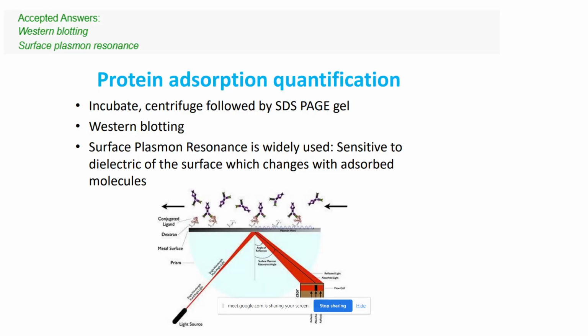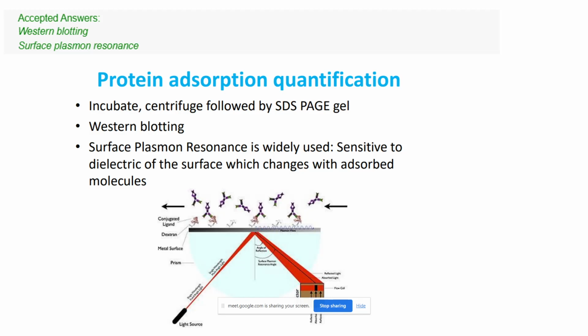Yes, first and last option is the correct answer. Western blotting and surface plasmon resonance. So these are the protein adsorption quantifications. We have to incubate, then centrifuge, followed by SDS-PAGE, and then Western blotting. In Western blotting, after running the SDS-PAGE, it is transferred to a membrane, and then we allow it to interact with antibodies. Based on that, we quantify what are the proteins that are adsorbed.